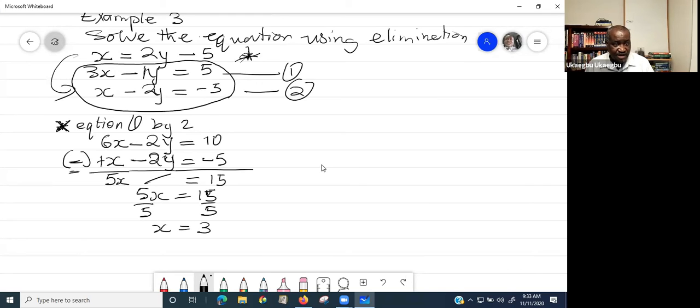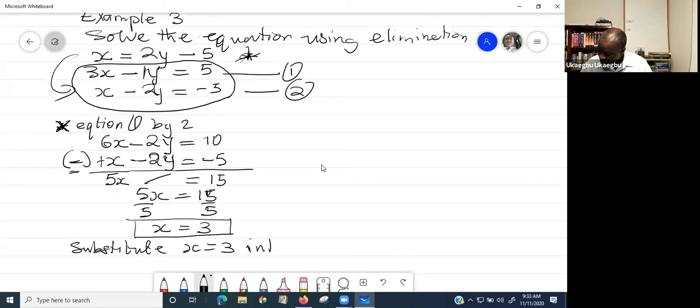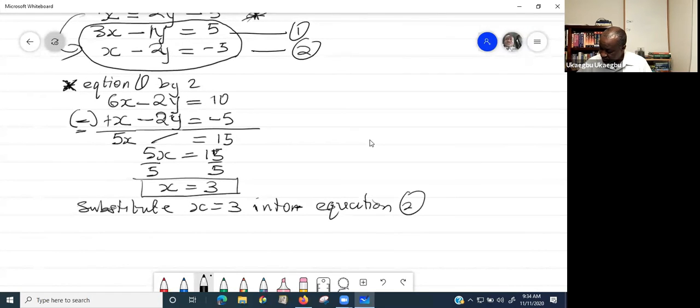Now you will use your value, x equal to 3, to substitute into either equation 1 or equation 2. Maybe substituting into equation 2 will be easier because you just have a single x there. So let's substitute x equal to 3 into equation 2. If you do that, you are going to have 3 minus 2y equal to negative 5. You're solving for y.